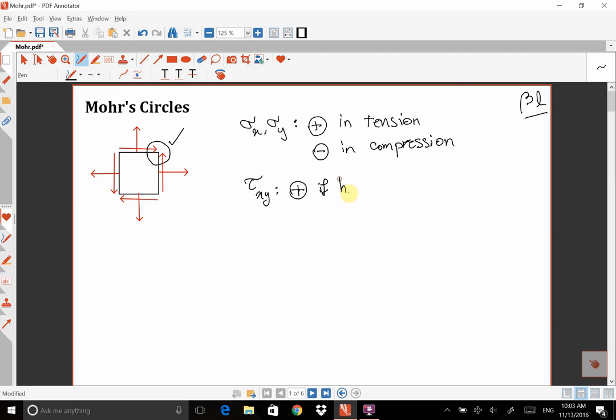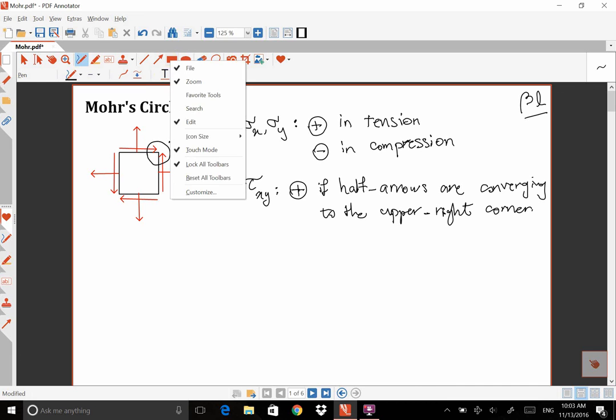if the half arrows are converging to the upper right corner.